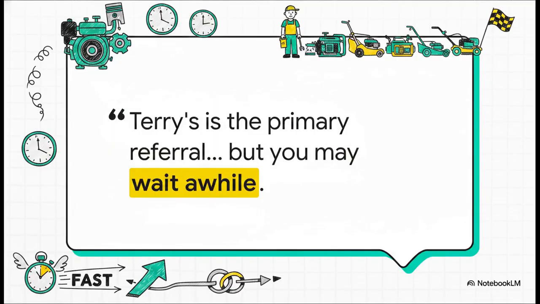And that brings us to the live demand signal. The research actually pulled this exact quote directly from the local Kalispell Nextdoor community. Someone wrote, "Terry's small engine is the primary referral, but you may have to wait a while. That is kind of how it goes in the valley." Guys, this is absolute gold. This is what we call the big guy weakness.